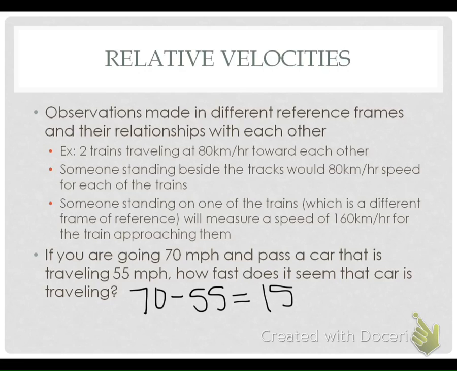Okay, so that's why when you come up to someone and you feel like they're going 15 miles an hour, that's because they're going 15 miles an hour slower than you. Okay, so that's why it feels like they're crawling, because you are moving at such a great speed, they're moving at a lesser speed. So the difference between those is 15. That's how much the relative velocity to you would be. Okay, so relative to you, they're traveling 15 miles per hour.